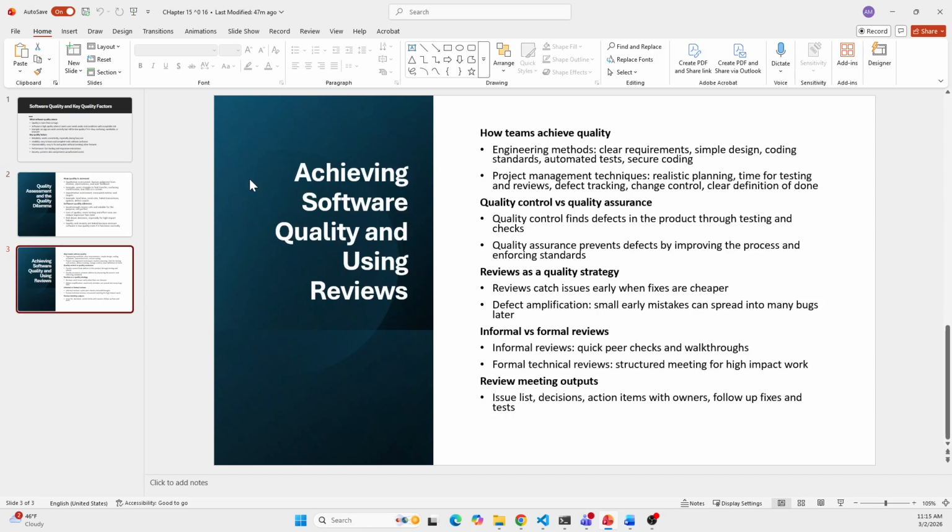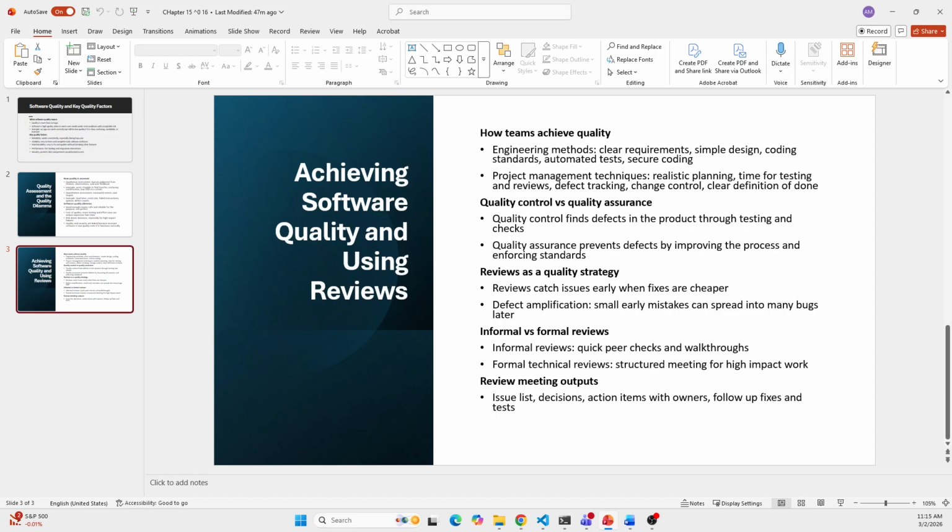And achieving software quality and using reviews. The difference between quality control and quality assurance, and why reviews are one of the best quality strategies. Again, we'll use the campus tutoring scheduler example for this. First is how teams achieve quality. Quality does not happen by accident. Teams build it using two kinds of actions: engineering methods and project management techniques. Basically, engineering methods improve the product, and project management techniques control process, time, and risk.